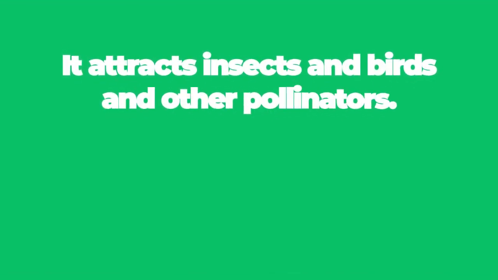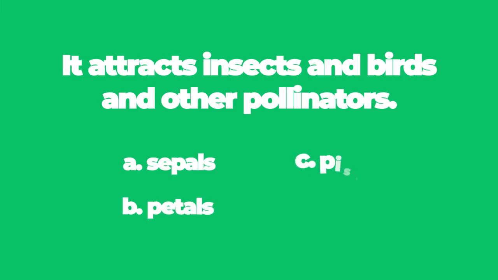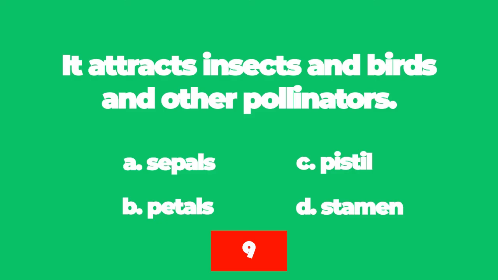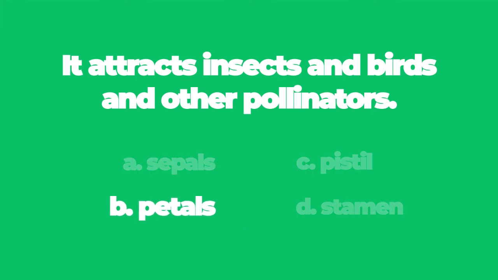Number 4. It attracts insects and birds and other pollinators. A, sepals. B, petals. C, pistil. Or D, stamen. The correct answer is B, petals.